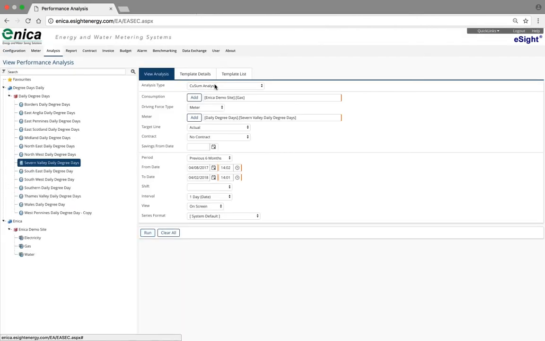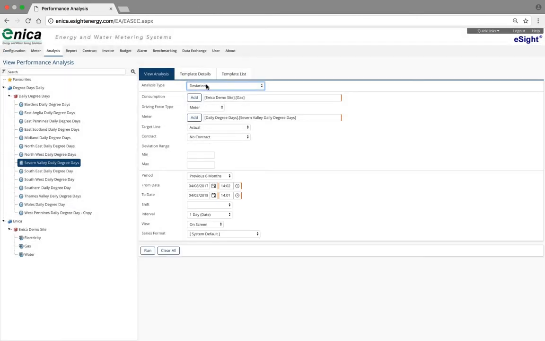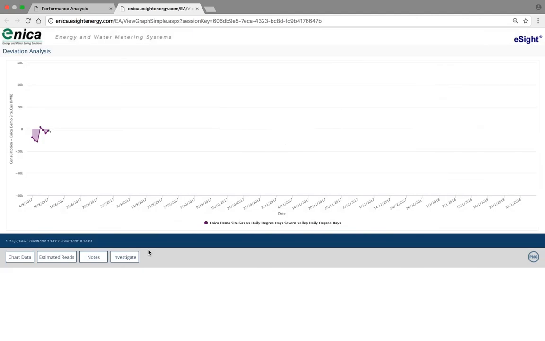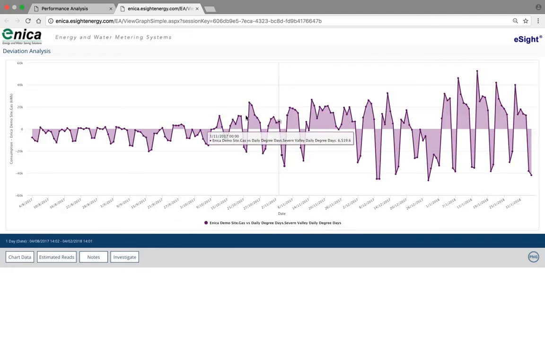So linked to the deviation analysis in particular is the ability of eSight to flag up an alarm when things move outside of expected conditions. So within eSight, we have this ability to do some deviation range alarming. So firstly, to do that, I'm going to run the deviation analysis and get some values in my mind about where I want these alarms to go.